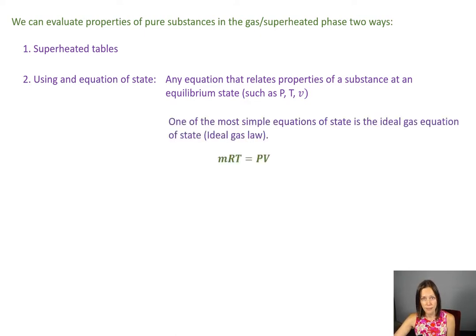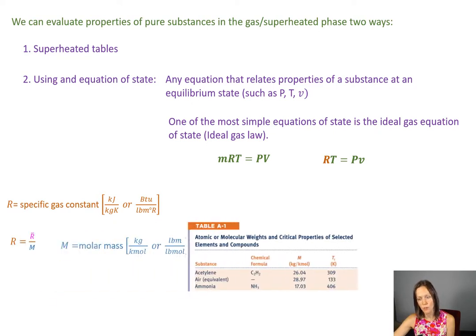The one that you're probably most familiar with at this point is the ideal gas law, which should look familiar to you. It's mRT equals PV. You can also divide through by mass to get specific volume. What I'm going to focus on now is that R. That R is the specific gas constant. It's specific to whatever substance that you've got, and it's a function of the universal gas constant, which is this R bar value that you see here, and the molar mass. So let's look at the molar mass.